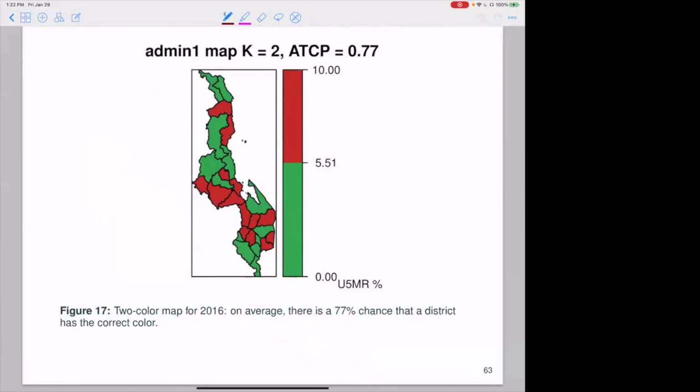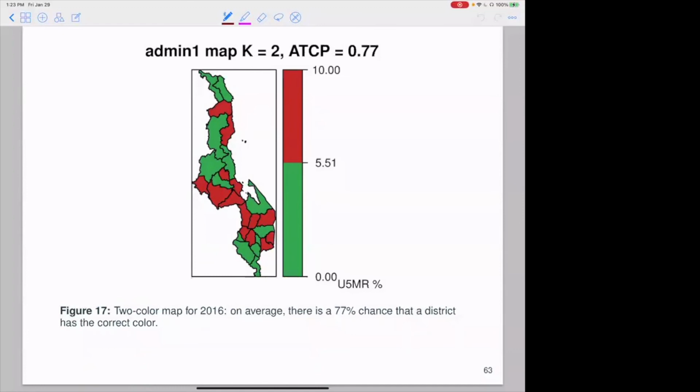So we've been thinking about putting in just a limited number of colors. If I have 2 colors, then this ATCP is the average true classification probability. That means if I randomly pick an area here, there's a 77% chance that it's in the right box. That's not that great, right? And if I went to 3 colors, it might be 50%. So there's a trade-off in how many colors we have, because the more colors you have, the more fidelity and signal you can see, or so you think. But there's also more chance that you're deceived by it.